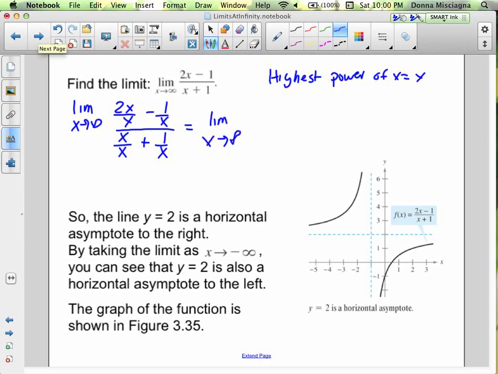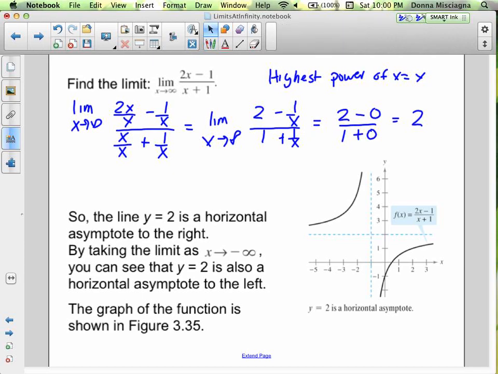2x divided by x is 2. Can't simplify the 1 over x. X divided by x, of course, is 1. You can't simplify the rest. But now we can calculate. So we have 2 minus 0 divided by 1 plus 0, which is 2, which matches our graph. So the line y equals 2 is a horizontal asymptote to the right.